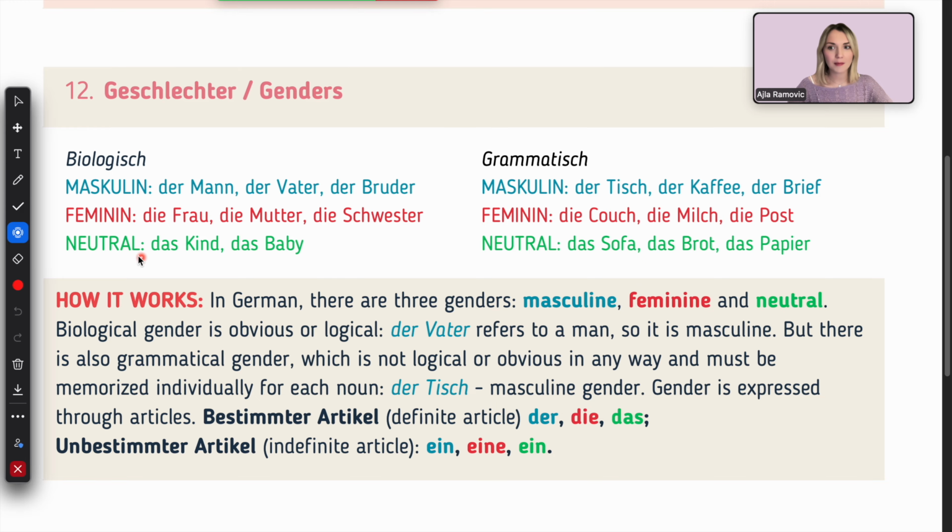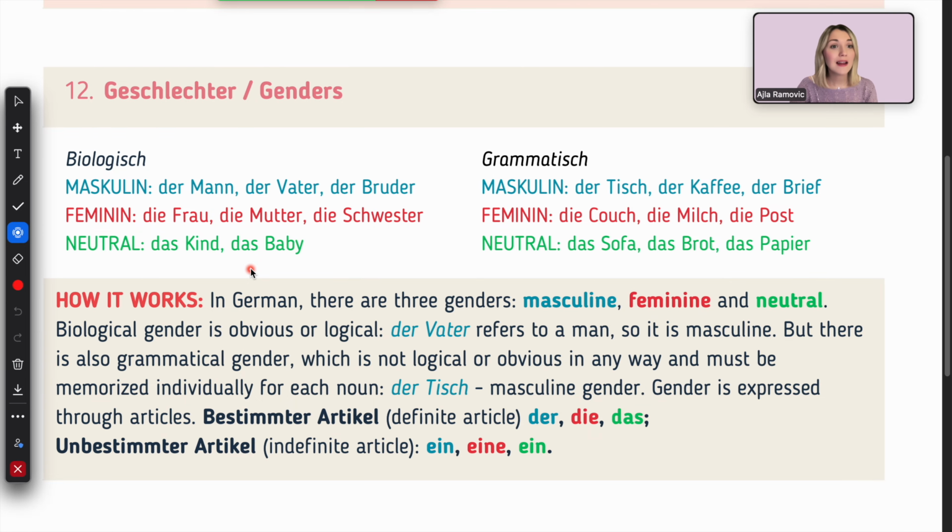Looking at the feminine biological gender, here we have nouns like die Frau, the woman, die Mutter, the mother, und die Schwester, the sister. And neutral nouns, das Kind, the child, and das Baby, the baby. As you can see, biological gender is not hard at all, because just by looking at a word, for us it is really natural to conclude what gender this word will have.